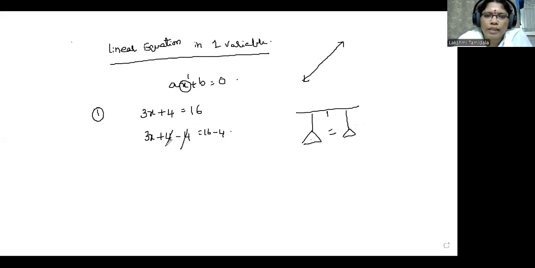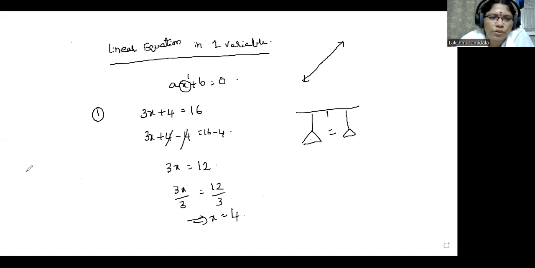This 4 and this 4 get cancelled. What we get is 3x = 12. Now, 3 times x is equal to 12. Now we have to divide both sides of the equation by 3 so that we get the value of x, which is the solution for the above equation. That is, x = 12/3, which is equal to 4. This is the solution. This is one type of linear equation problem which we get in the examination.